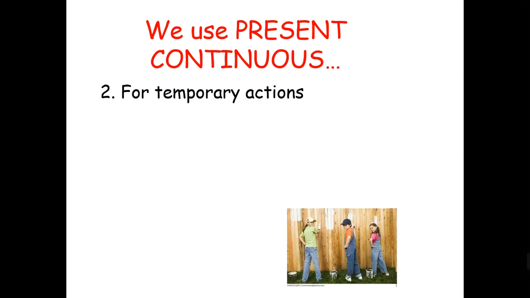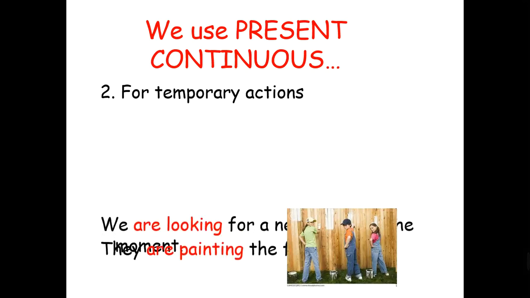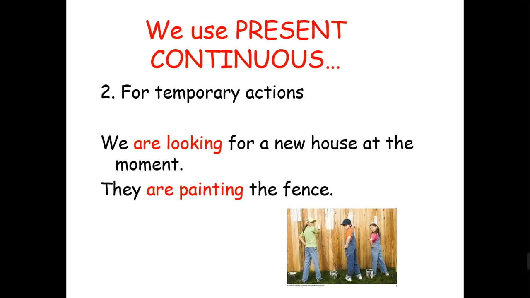The second usage is for temporary actions, things that are happening at the moment of speaking temporarily. We are looking for a new house at the moment. So we don't do this all the time. We didn't used to do it in the past. We're just doing it for the time being. It's a temporary action. They are painting the fence. That means they are doing it right now. They didn't do it before and they are not going to do it in the future. It's just happening for now.